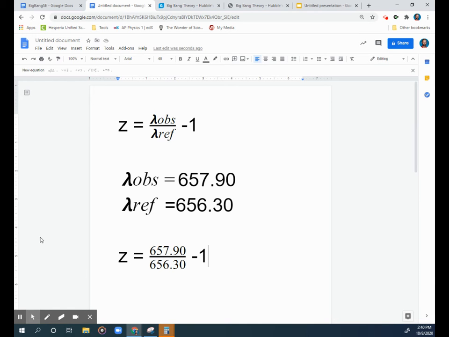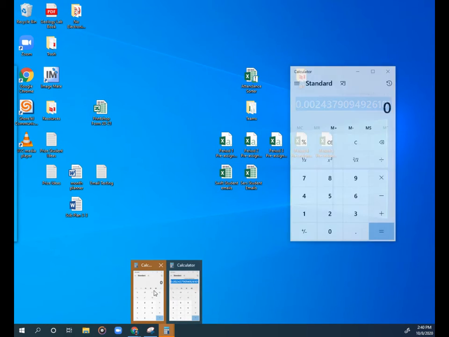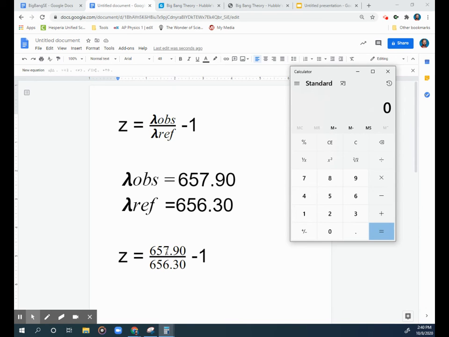So let's get our calculator going here. Okay, so we'll do 657.90 divided by 656.3, and then we put equals, that's going to give us that value. That's what we would have for this middle part. Want to make sure you put that equals because we're doing that first, and then we'll subtract 1 from it. And that's the subtraction part, and then we come up with our answer. So here's our answer.